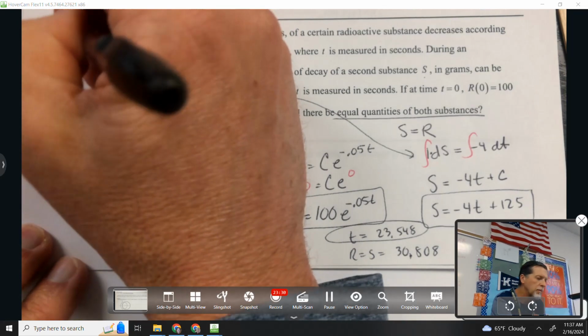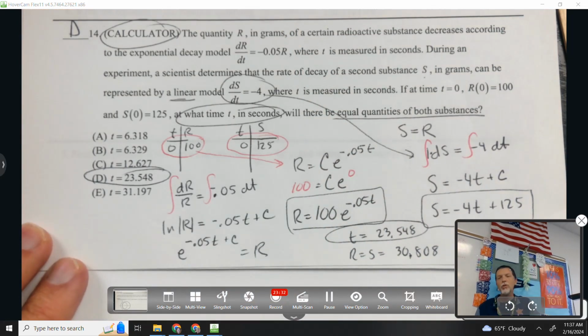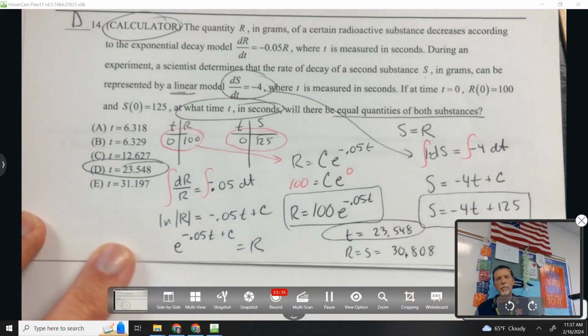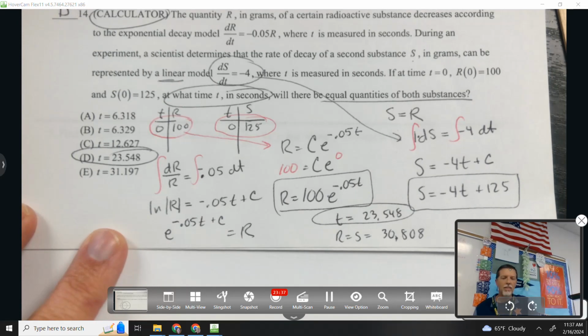Goodness, what a problem. Forced us to do 2 separate integrals. I guess that was the bulk of it. And then just use the calculator to see where they intersected each other.